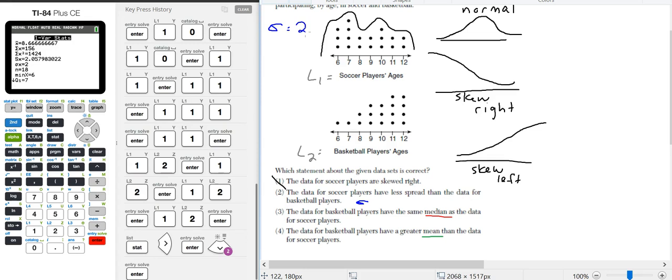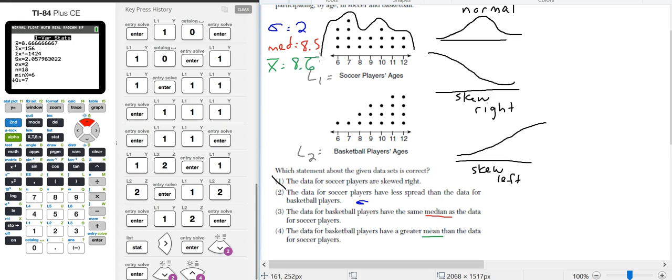We also need the median. To find the median, we need to scroll down a little bit. And the median is MED, which represents median. The median is 8.5. And we need the mean. The mean is the first thing that they give us. We have to scroll back up to see that. The X with the bar on top, x bar, represents mean. The mean for this data is 8.6 repeating.